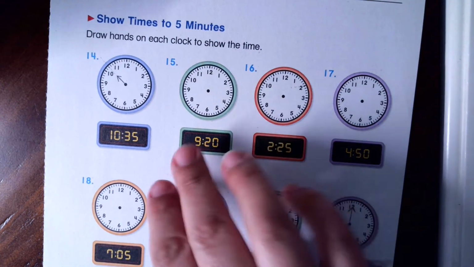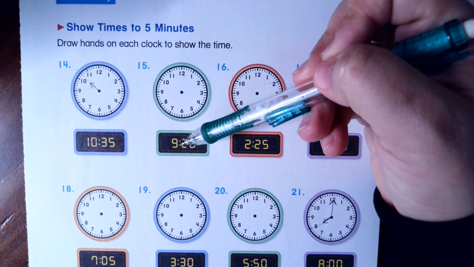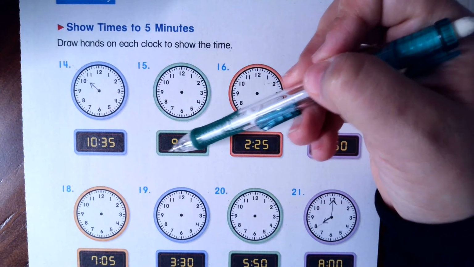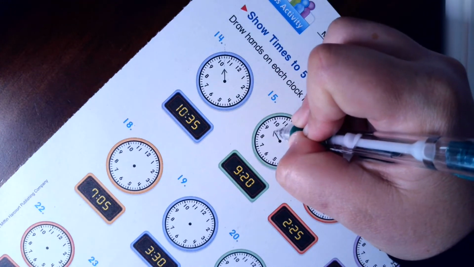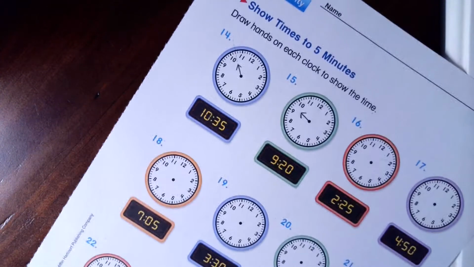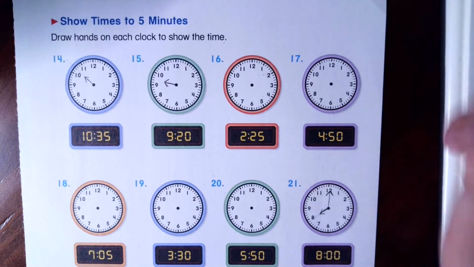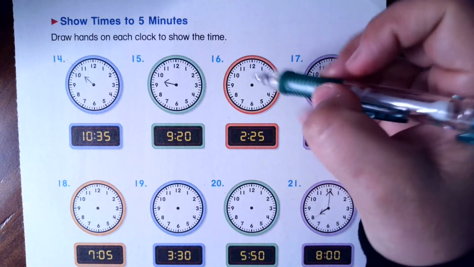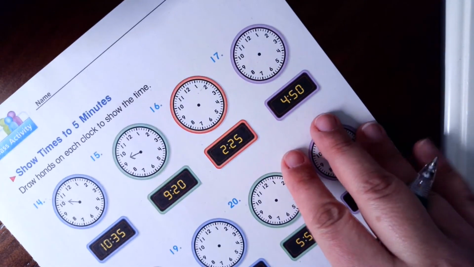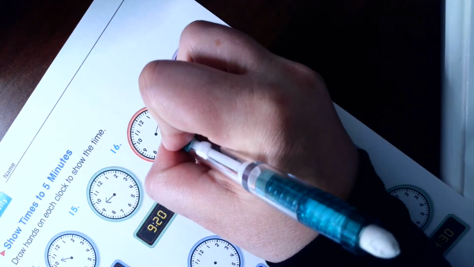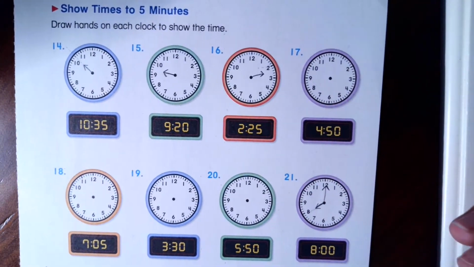So why don't we just focus on the hour hands for each of these? Again, it already passed 9 o'clock and it's going towards 10 o'clock. So my hour hand here is going to be between 9 and 10. Let's look at number 16. On number 16, it already passed 2 o'clock. It's 2:25. So I'm going to draw my hour hand between the 2 and the 3, just like that. Make it short.